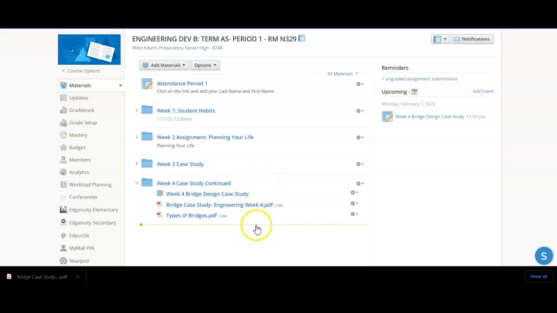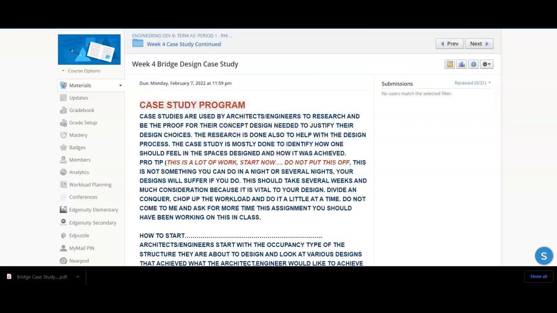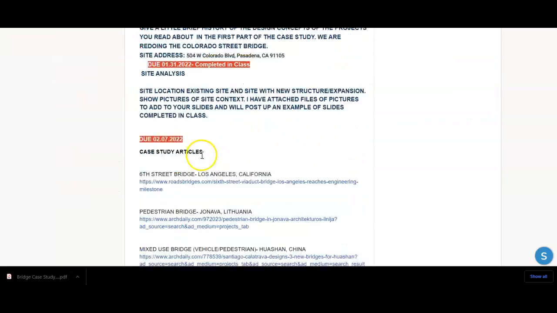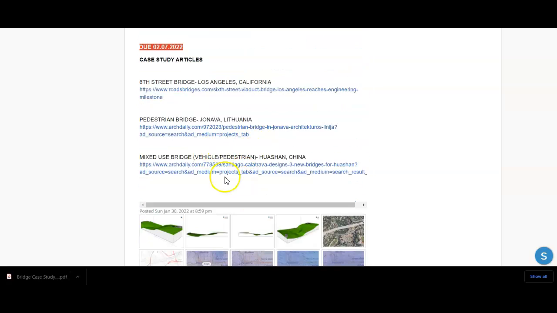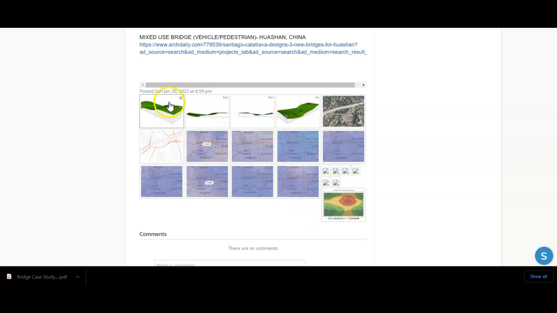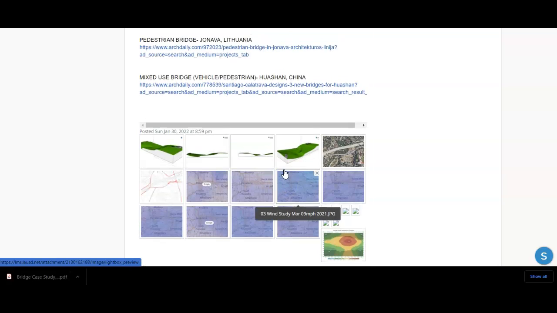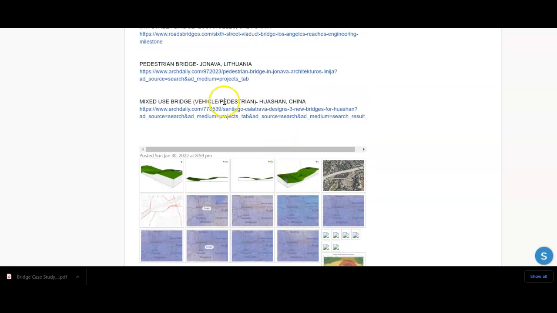Okay, in this tutorial, we're going over week 4 case study continued. We're going to continue the case study for the bridge design, and here I'm going to open up these links one by one. We also went over the different types of bridges, and so here's what we're going to do. We added more things from here. I uploaded a bunch of pictures, and we'll talk about that when I bring up the case study.